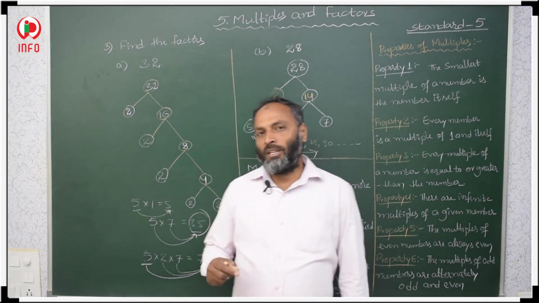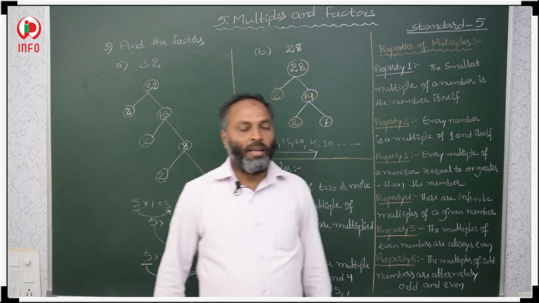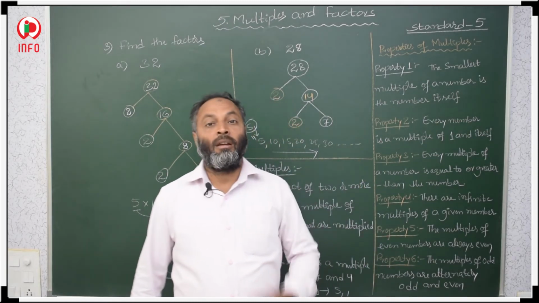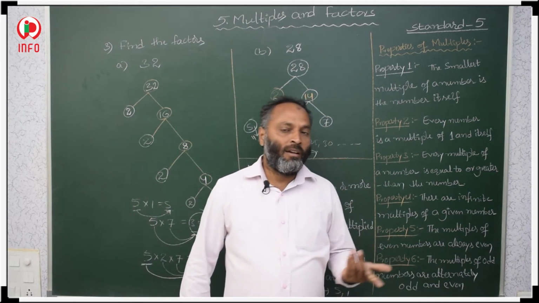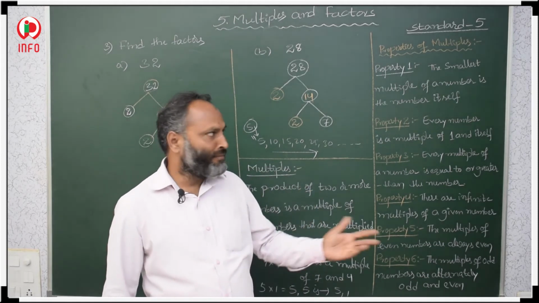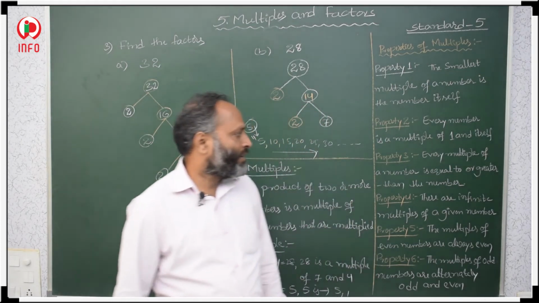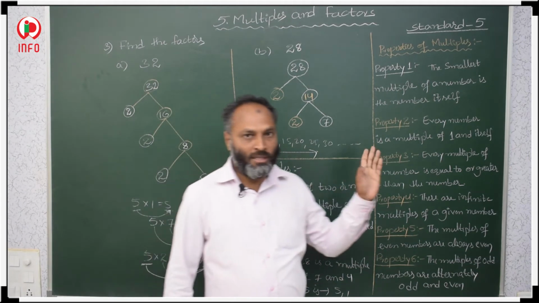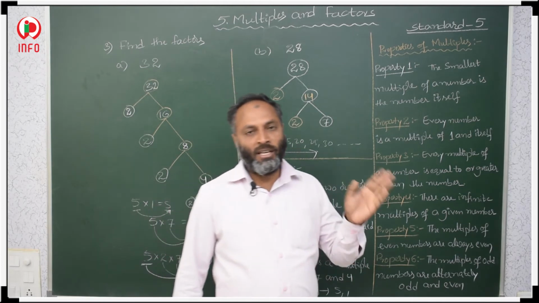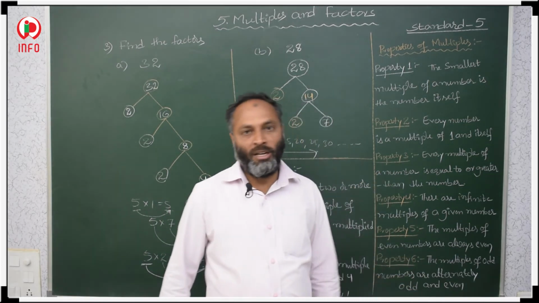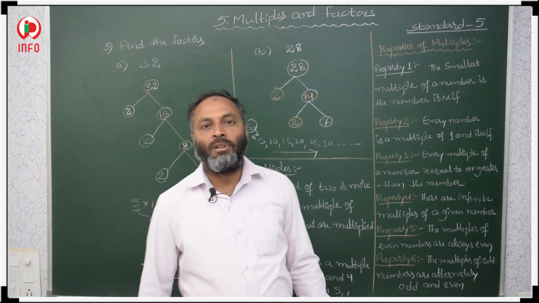So for odd multiples, the pattern is odd, even. For even numbers, all the multiples are even. How many multiples do we have for a non-zero number? Infinite multiples. 1 and the number itself are multiples of any number. The smallest multiple of a number is the number itself. So every non-zero number has multiples equal to or greater than itself. Okay students, all these 6 properties you have to remember.